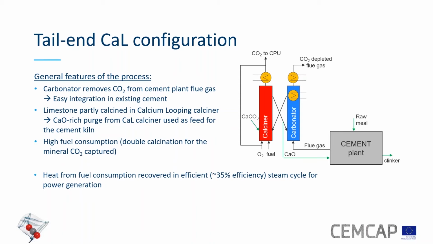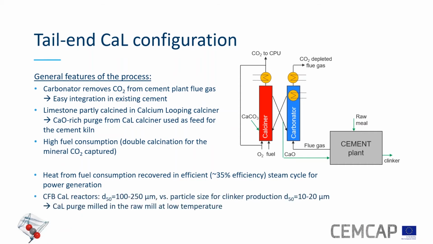Anyway, you have high fuel consumption, but this is not waste fuel. This is not really waste heat. It is heat which is recovered in a relatively efficient steam cycle for power generation. Efficiency here will be around 35%, as we will see later on. So much higher than expected for cement producers when they consider heat recovery by organic Rankine cycle, which have much lower efficiency. Here efficiency is much higher, even though not as high as in state-of-the-art large coal-fired power plants.